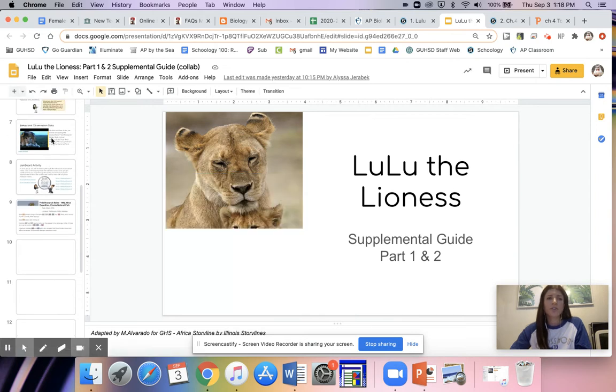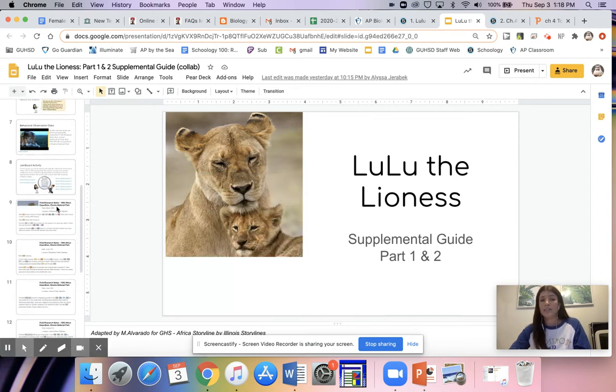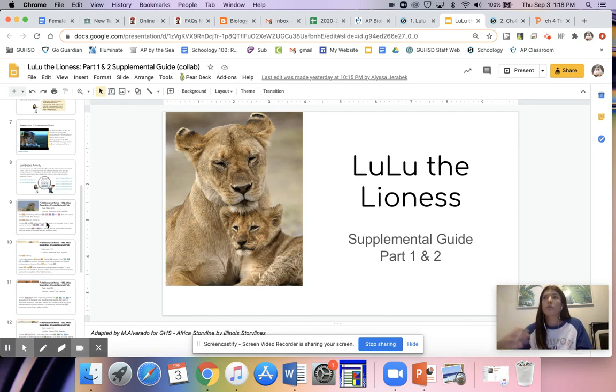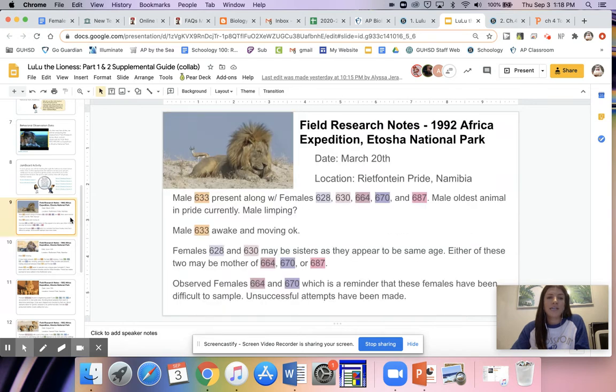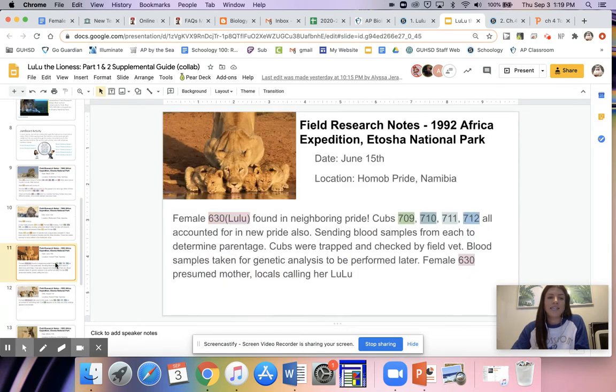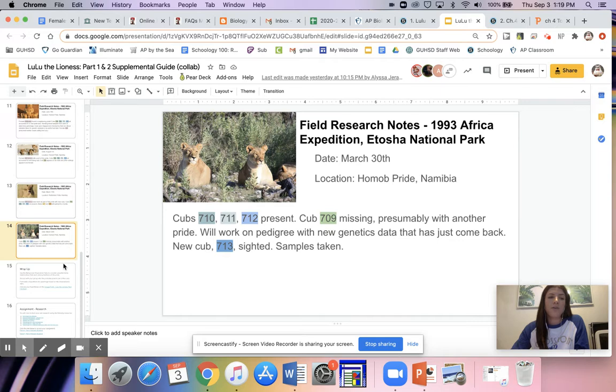So the main thing that we're trying to get out of this is figuring out who the parents of the cubs are. There's going to be 5 cubs, and we have multiple lions that could be the parents. What we're going to be looking at is what we call observational data. Observational data is what it says in the name. It's just observing. So we're going to be looking at lions, observing them, and trying to figure out who's related just by seeing, where are they at what time, who are they around. So your observational data is going to be these slides that say field research notes. So there's about, I believe, 6 of them.